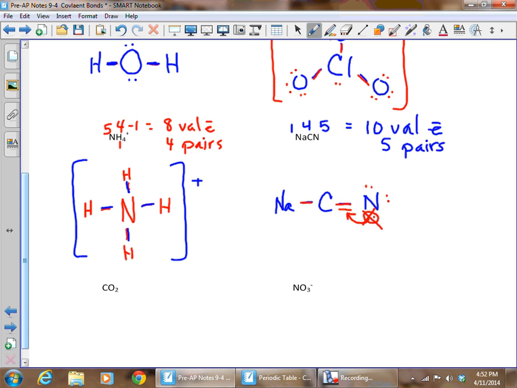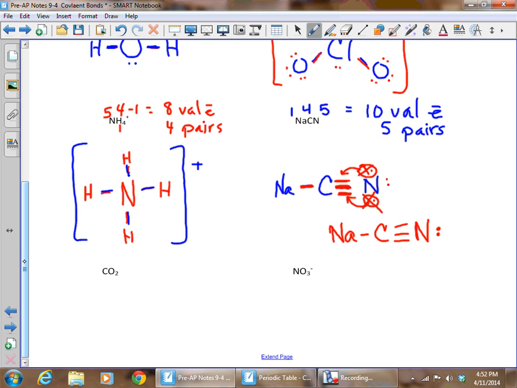Now, is that good enough for carbon? No, it's not, because carbon still only has 3 pairs of electrons around it, and it wants 4. So what's it going to do? It's going to pull another pair of electrons over from nitrogen and share that as well. And so what we end up with here is a triple bond. We end up with Na attached to the carbon, which is triple bonded to the nitrogen with the electrons on the side. So that's going to be the structure of this particular molecule.